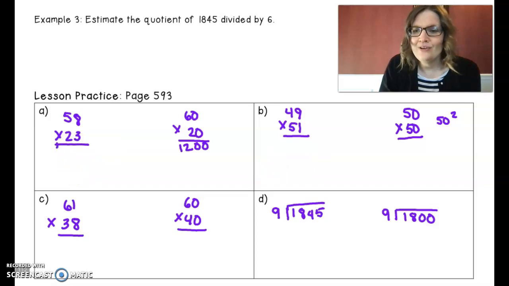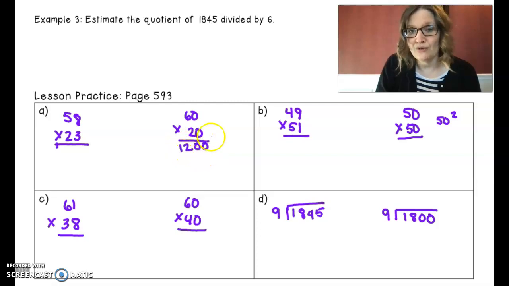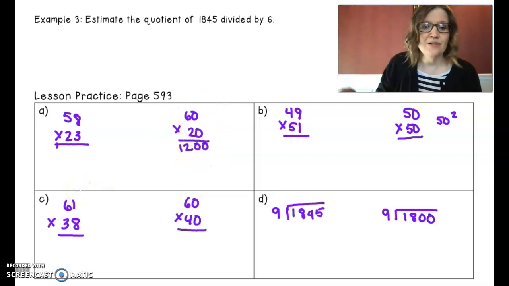Okay, here we go. We are just beginning. They wanted us to do the estimate and then the exact amount for these two two-digit numbers. So 58 times 23, I rounded to 60 times 20. And that gave me a product of 1,200 as the estimate. Let's see what it looks like for the exact amount.